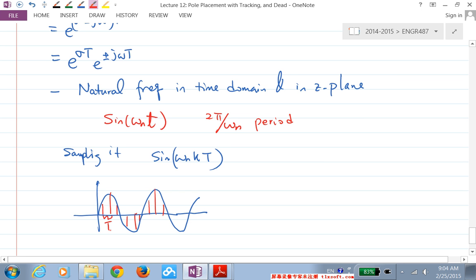So if the question is, can you calculate what will be the total number of samples per period? Here is this continuous system. After sampling, it's not going to be a curve anymore. It's going to be a sequence of numbers or samples. So what will be the total number of samples per period?